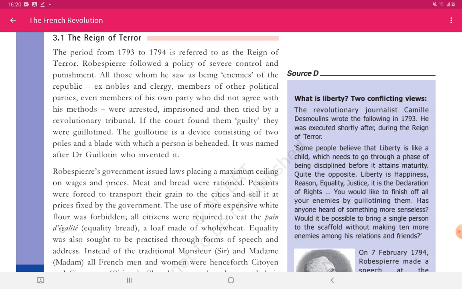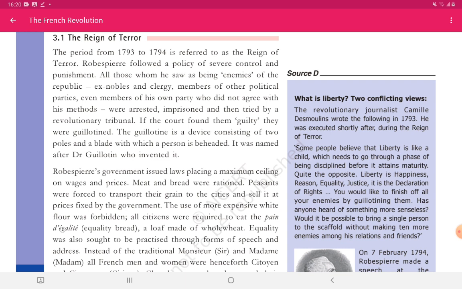All those whom he saw as being enemies of the Republic, like nobles and clergy, members of other political parties, even members of his own party who did not agree with his methods, were arrested, then imprisoned, and then tried by a revolutionary tribunal. If the court found them guilty, they were guillotined. Even if their mistake was identified, they were guillotined instead.